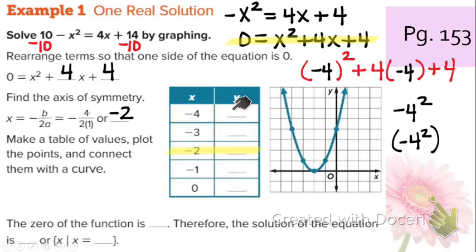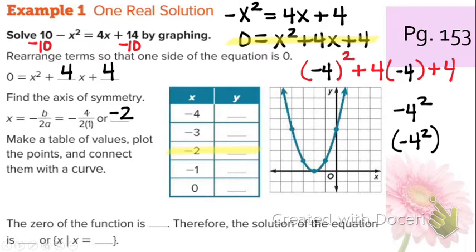I need 5 volunteers. Who's going to substitute in -4? Brooklyn. Who's going to substitute in -3? De'Eric. Who's going to substitute in -2? Jeremiah. -1? Kevin. And 0? Brooklyn, the other Brooklyn, you're going to do 0. Let's go, y'all. Type it in.